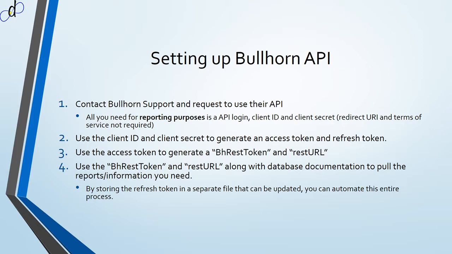Once you have that, you use the client ID and client secret to generate an access token and refresh token. From there, you use the access token to generate a Bullhorn REST token and REST URL.